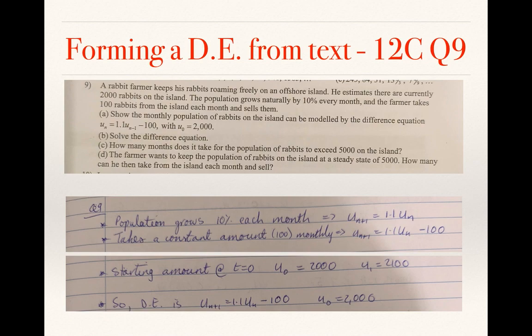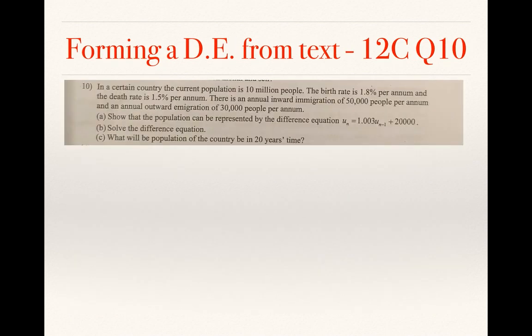Right, you can finish off the rest of the question yourself, because we're just looking at how to obtain the difference equation from the body of text. If we now go to question 10, it's another population question. It says in a certain country the current population is 10 million people, so that's the starting value again, not so much the difference equation part, just the starting value. Maybe u of 0 is equal to 10 million.